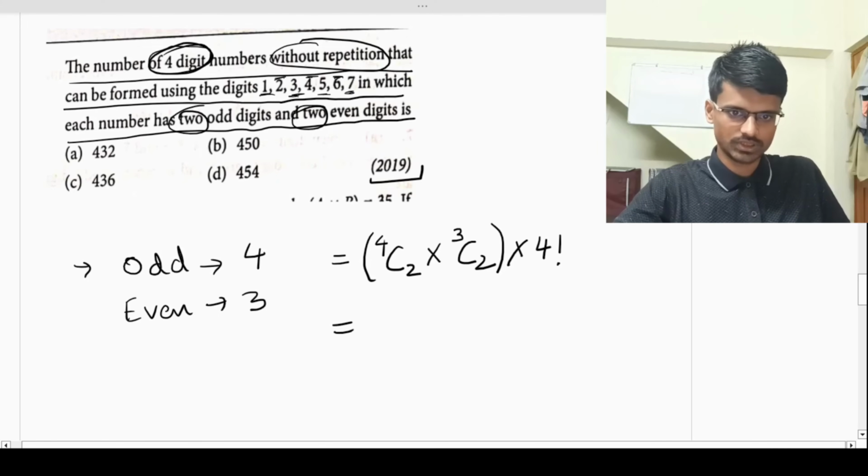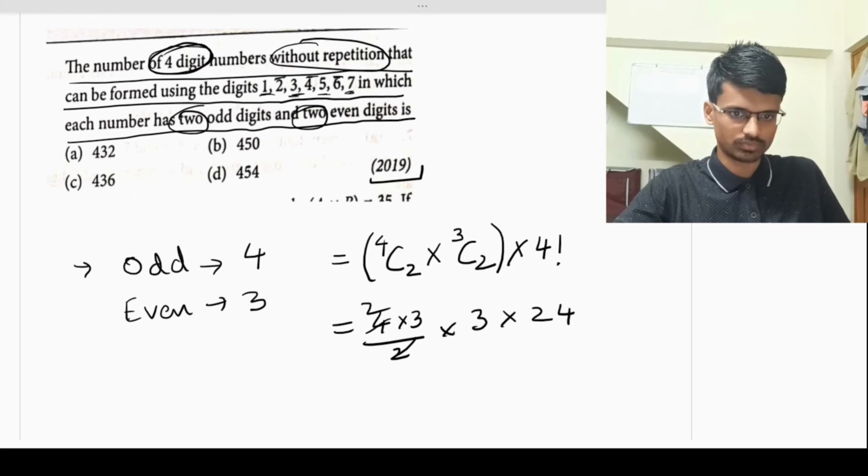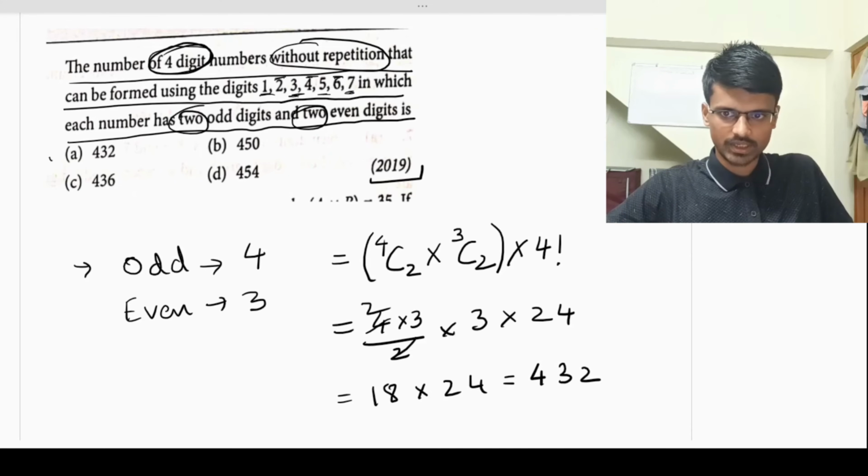Okay, I have to just find this out. What is 4C2? 4 into 3, 2. What is 3C2? This 3 itself. 4 factorial is 24. So 2 into 4, so 4. 2 3 is 6, 6 3 is 18 into 24. So you will get this around 432. Okay, so option A is the correct answer.